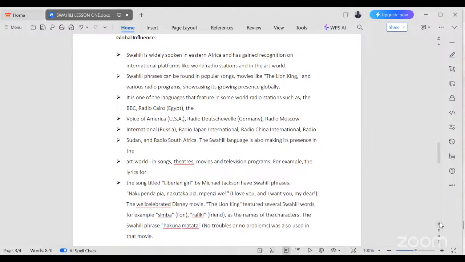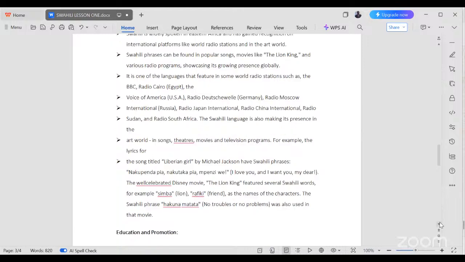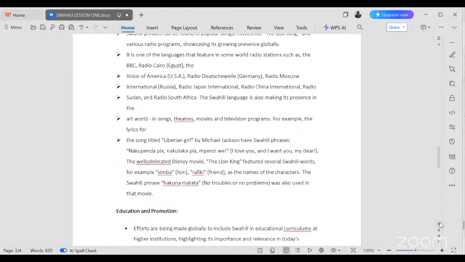We have in the Disney movies, as I've said, The Lion King, the word Simba has been used, which is the name for lion in Swahili. There's a word like Rafiki used in various movies. There's a word like Hakuna Matata, which means there's no trouble or problem, which has also been used in some movies. So we realize that if there's a way we can spread Swahili culture and language, it is actually through such avenues: through movies.